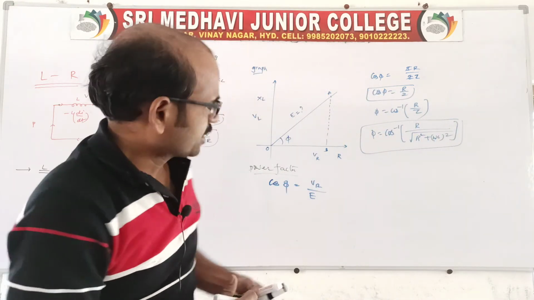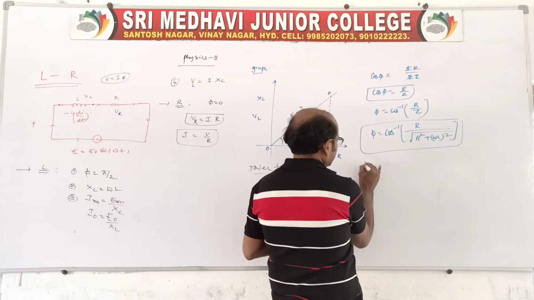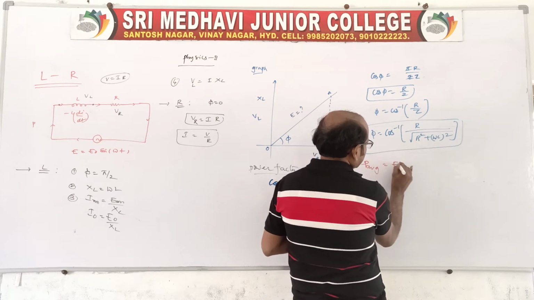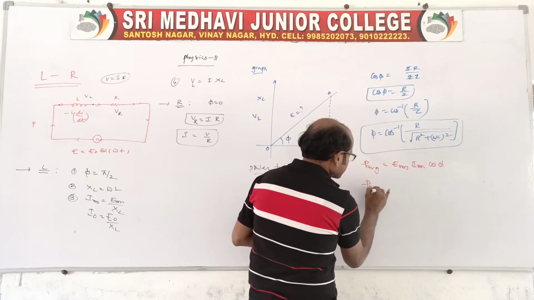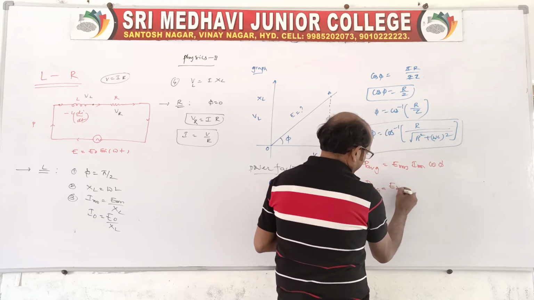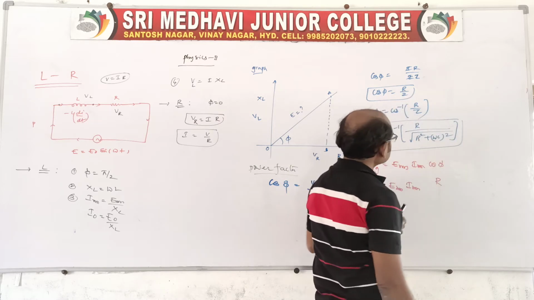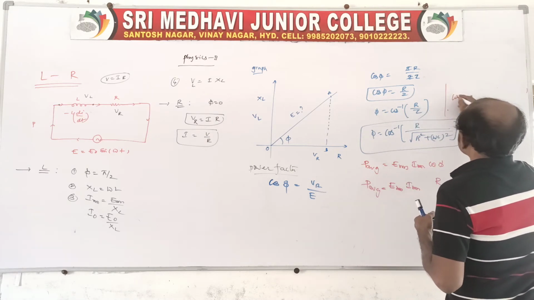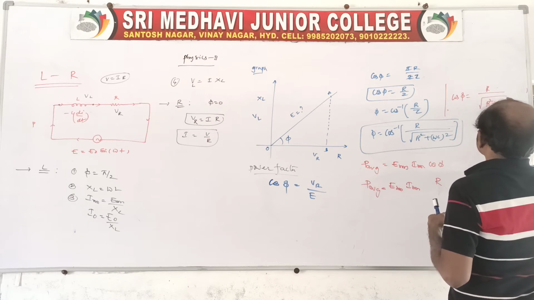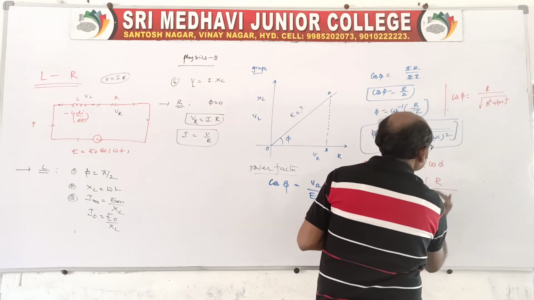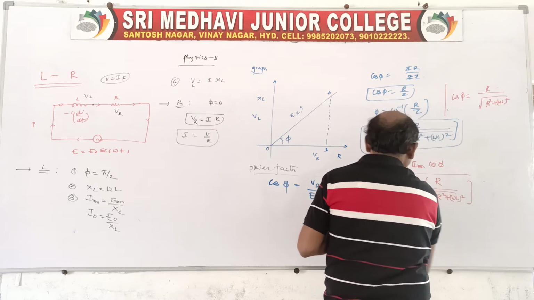Next, I want to say about average power. You write here average power. Average power is equal to E RMS, I RMS, cos phi. Better here you write cos phi is equal to R by root over R square plus omega L whole square. So here R by root over R square plus omega L whole square. This will be the average power.